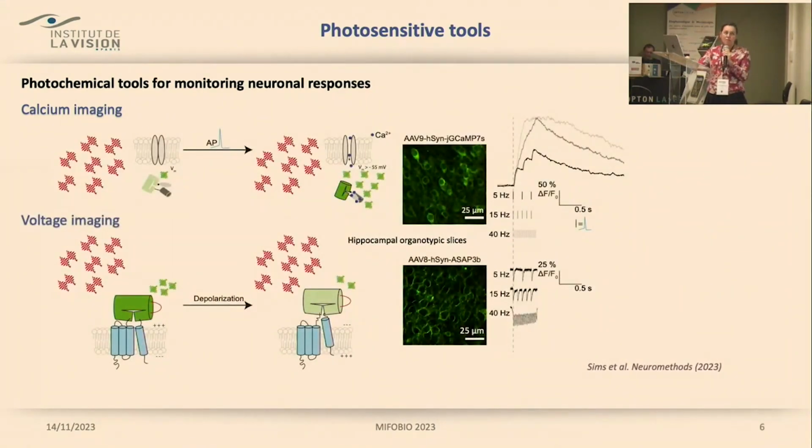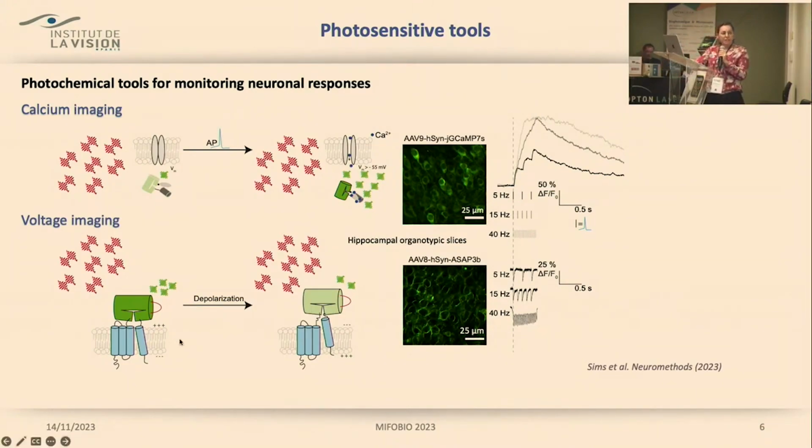But we also have voltage imaging sensors, which are, well, in the specific case, I have the example of voltage-sensitive domain sensors, which are, as we will see later, most sensitive to two-photon excitation that we are going to use.